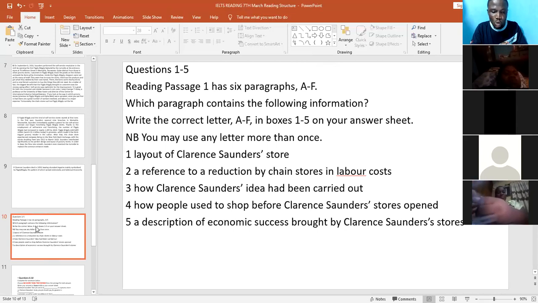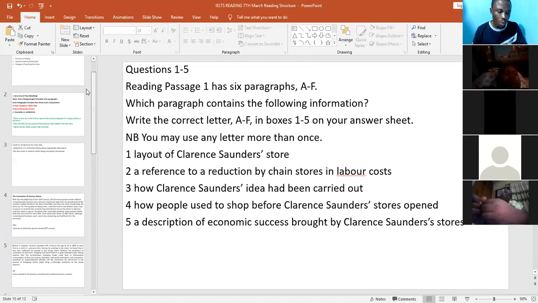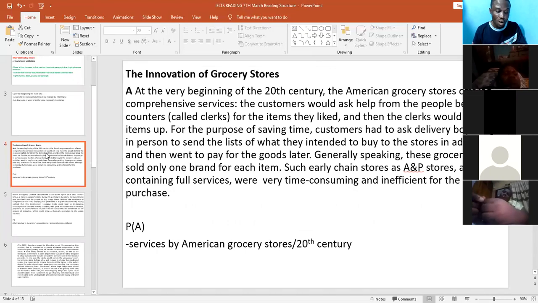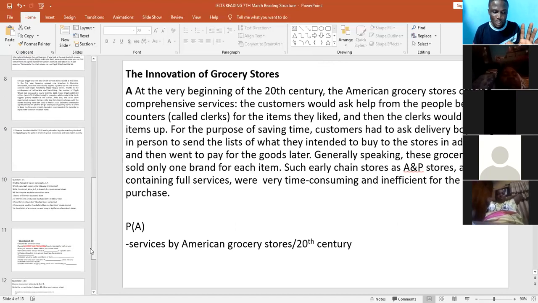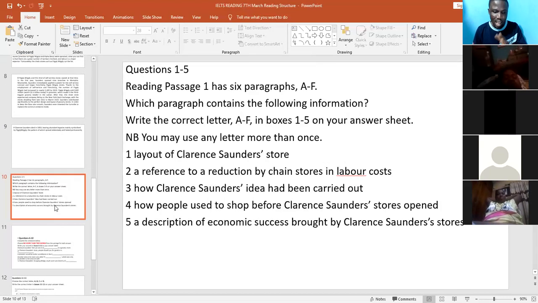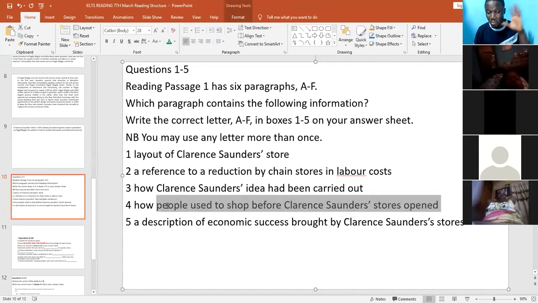How people used to shop before Clarence Saunders' store? Possibly, because they gave us an example of what happened, how people used to shop before. We've not encountered Clarence Saunders' store, but they gave us how people used to shop before. So that's why you don't have the big idea, all the idea, because you've not read all the paragraphs, but you know which paragraph is not answering which. How people used to shop, maybe possibly paragraph 1. That's why I'm saying possibly.